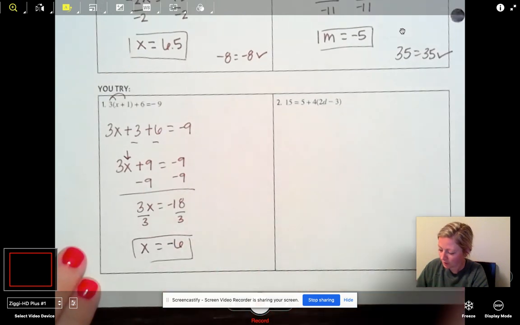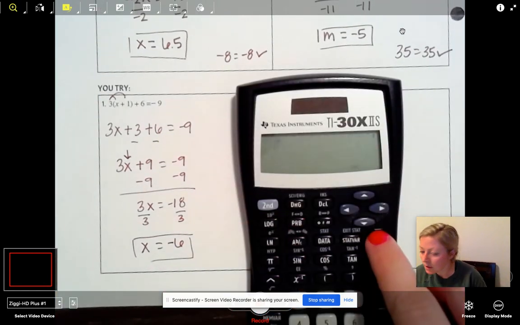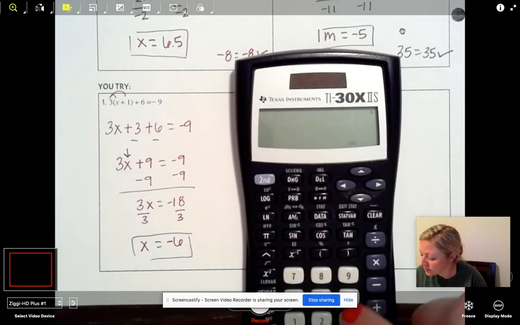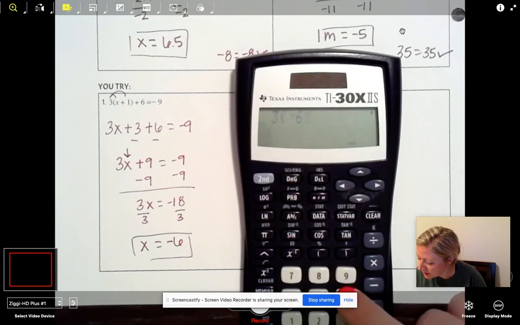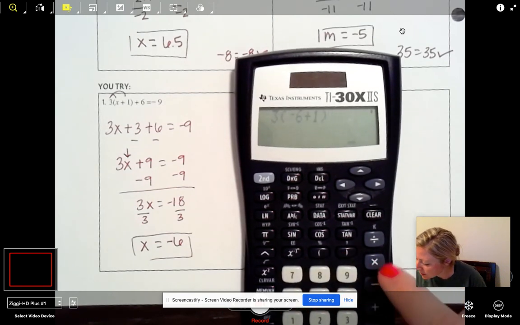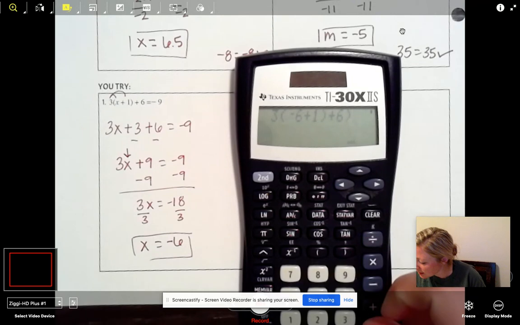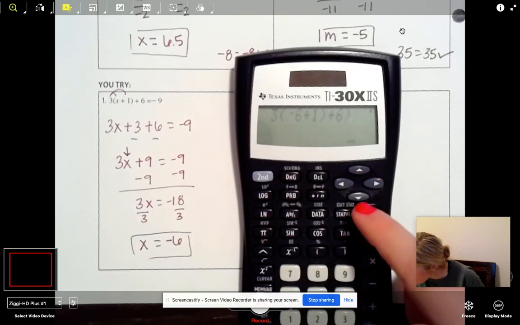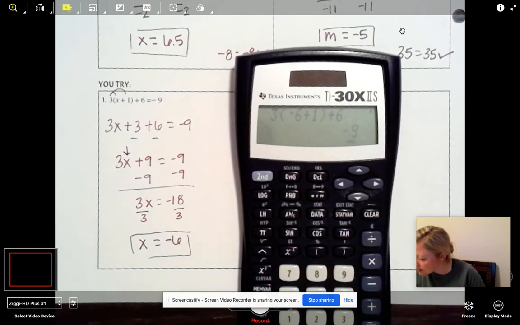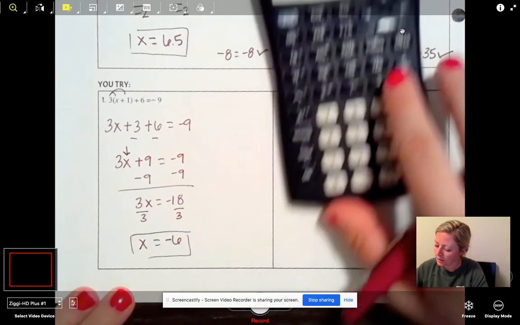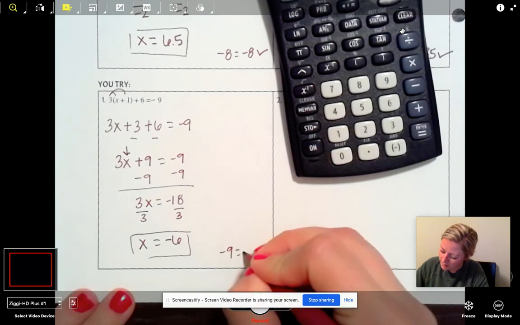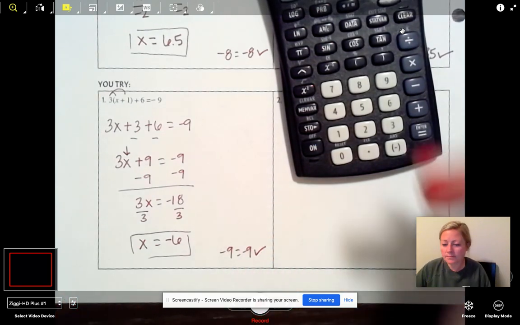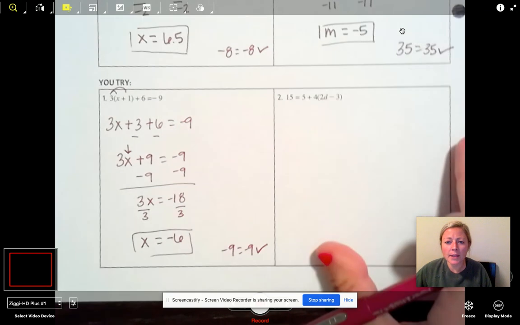Let's check it real quick. Use your handy dandy calculator. So 3 parentheses negative 6 plus 1 plus 6. Do we get 9? Oh boy. Whoop, we didn't want that. We gotta delete. Negative 9. That's what we wanted. All is good in the world. Checks out. We're good. Okay, folks.